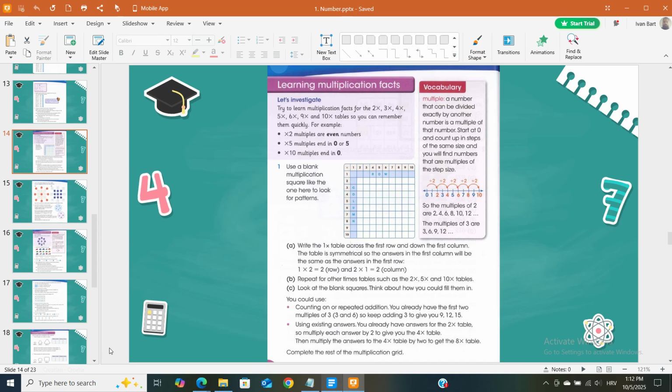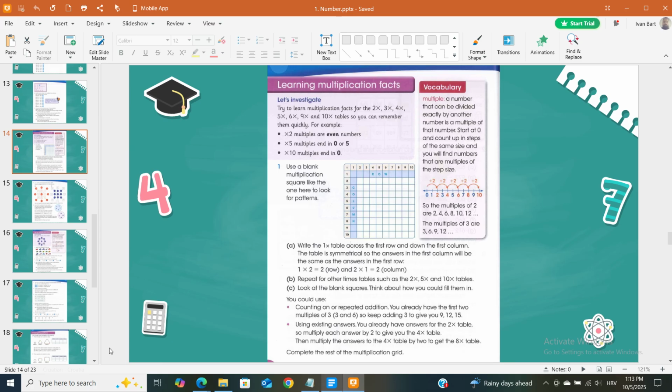A. Write the 1x table across the first row and down the first column. The table is symmetrical, so the answers in the first column will be the same as the answers in the first row. 1 times 2 equals 2 in the row, and 2 times 1 equals 2 in the column. B. Repeat for other times tables such as the 2x, 5x and 10x tables.